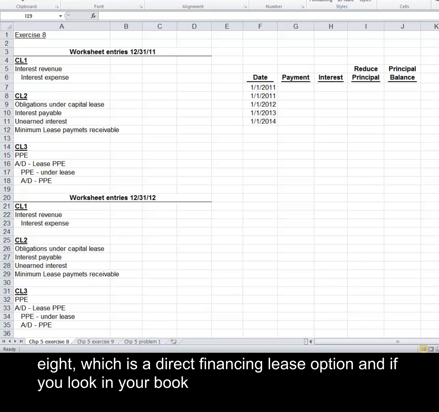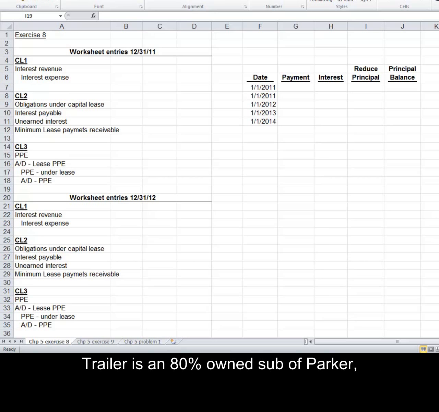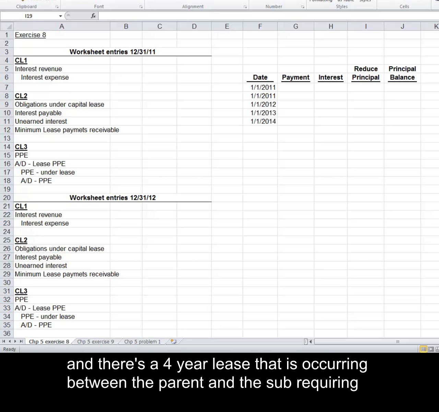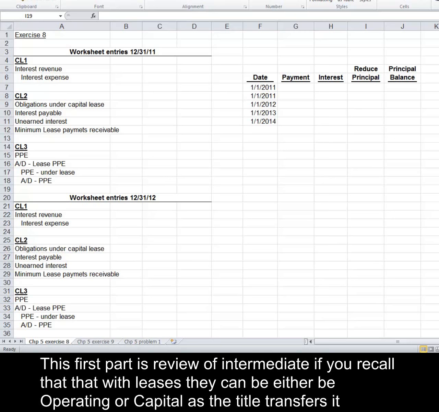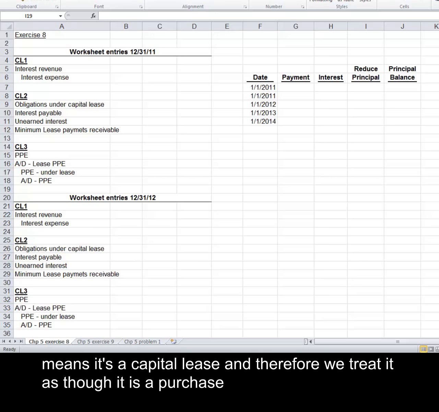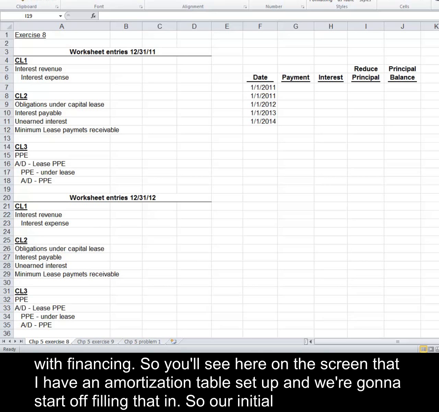And if you look in your book, Trailer is an 80% owned sub of Parker, and there's a 4-year lease that is occurring between the parent and the sub, requiring $12,000 payment on January 1st, with title transferring at the end of the lease. This first part is review of intermediate, if you recall that with leases they can be either operating or capital. If the title transfers, it means it's a capital lease, and therefore we treat it as though it's a purchase with financing.